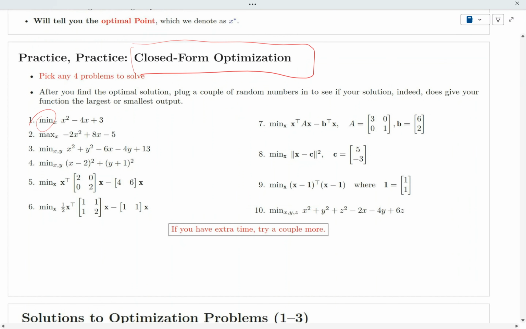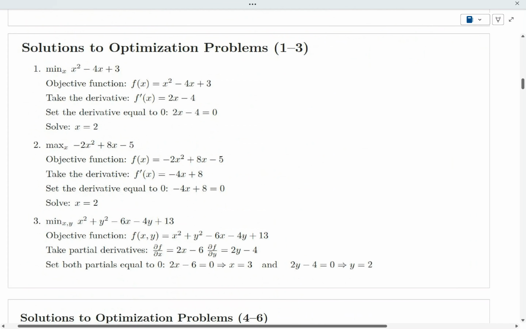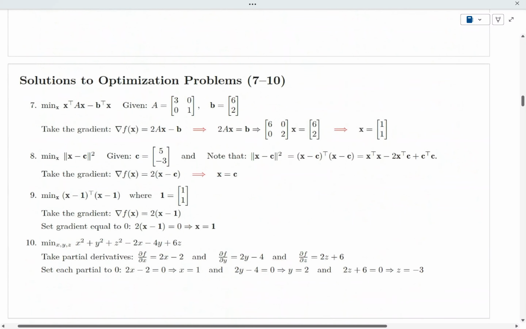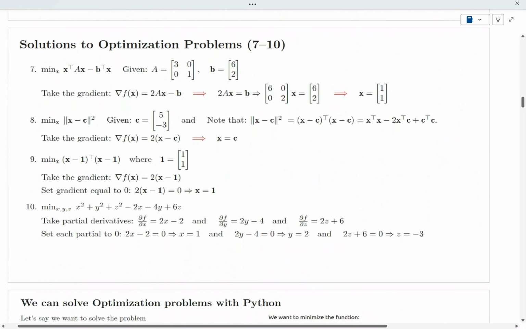All right, so I'm going to post the solution here. Here's the solution to 1, 2, 3. Here's 4 to 6. Here's 7 to 10.